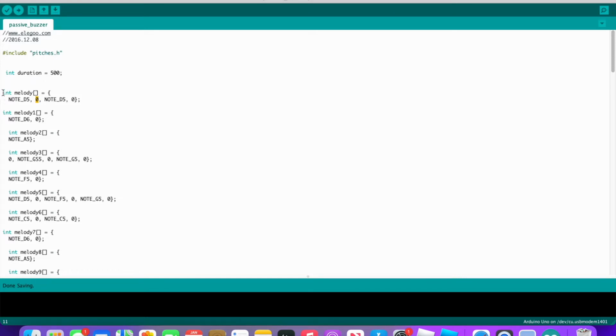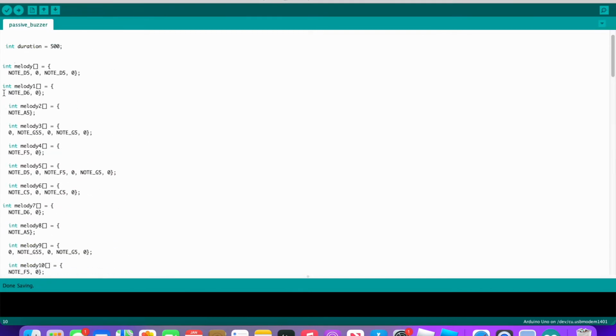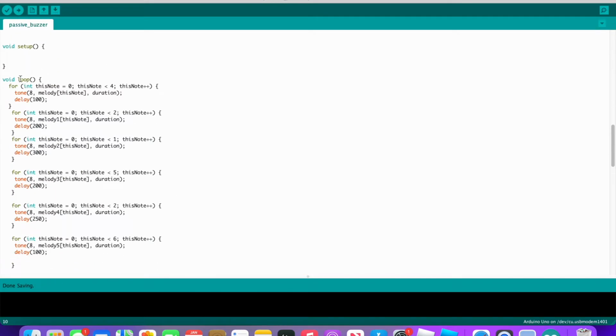So you have your initial melody. This is like section 1. And I have a bunch of different sections because I changed the speed for each section. So melody, and then delay 100. That means it's pretty fast.